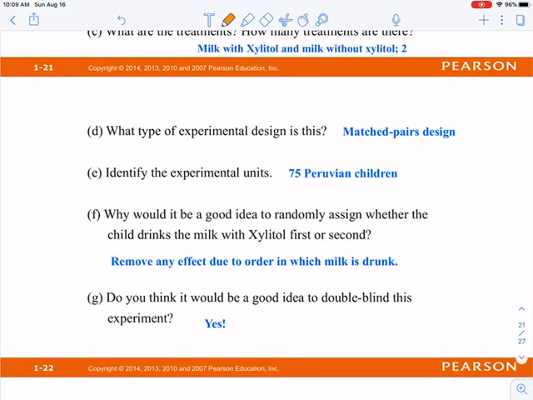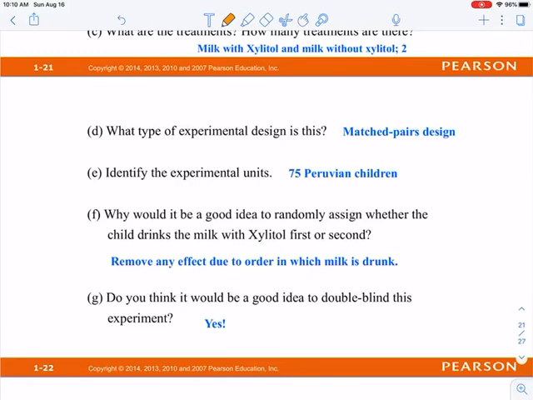For part F, why would it be a good idea to randomly assign whether the child drinks the milk with xylitol first or second, to remove any effect that the order has in which the milk is drunk? If you've ever taken a sip of Pepsi and then, for whatever reason, taken a sip of milk, that milk tastes disgusting, or vice versa. So you kind of want to randomize that so that you make sure that the flavor of one does not affect how you react to the flavor of the other.